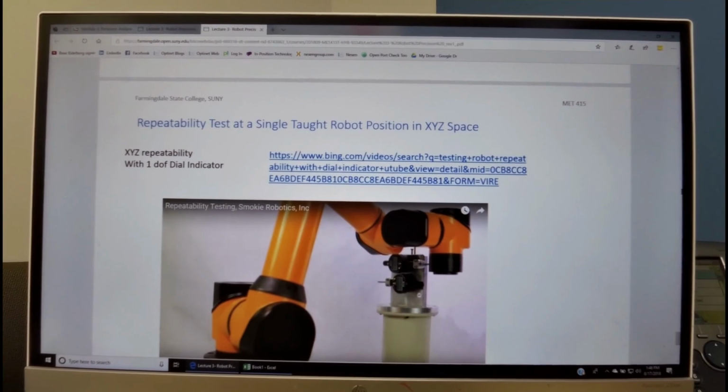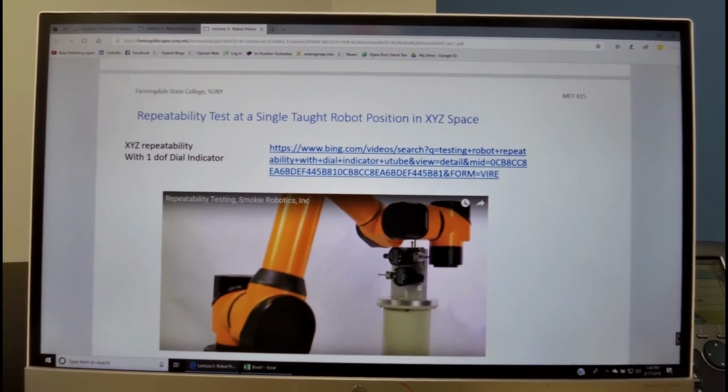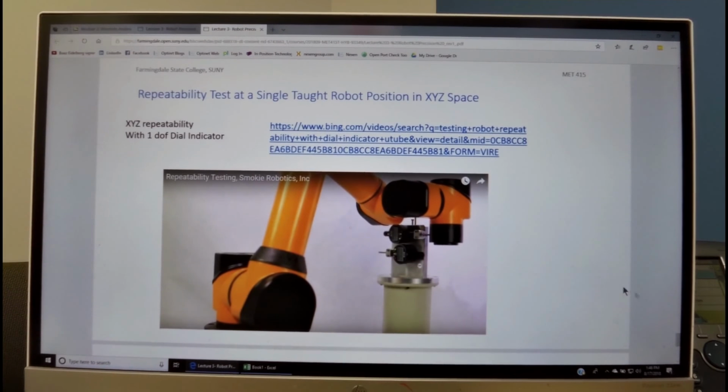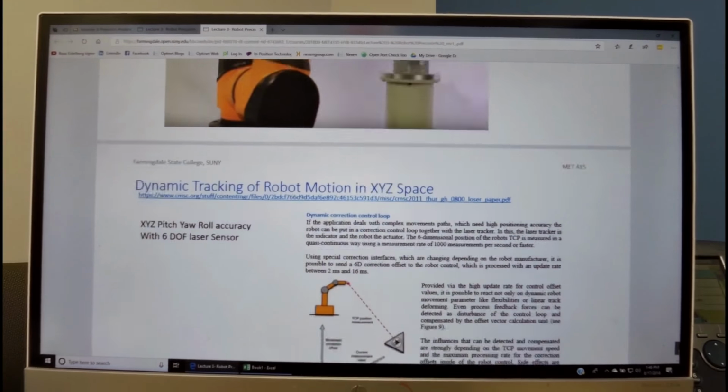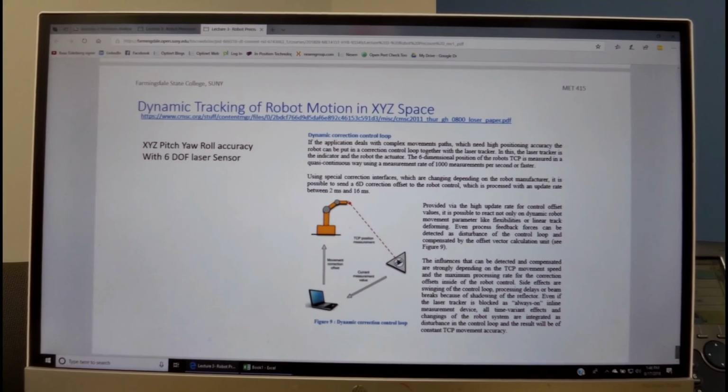To take a look at a typical system test of repeatability, which we'll be doing in the lab experiment, you can click that link and it will show you how it is being done. Again, we will do this at the lab experiment.